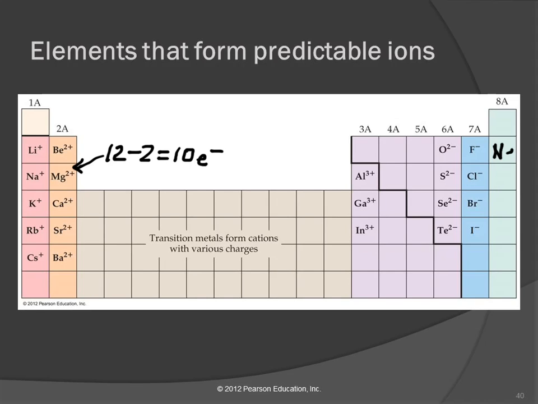Neon is in here. How many electrons does neon have? 10. Not only will these guys end up having the same number of valence electrons, they'll end up having the same number of total electrons as one of the noble gases.